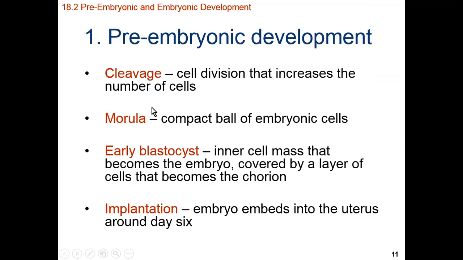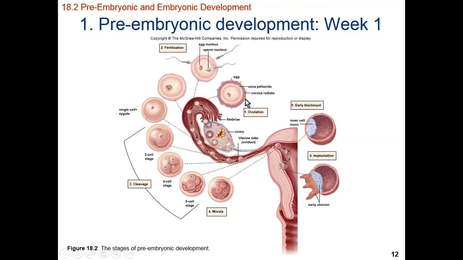So as long as we have a compact, solid ball of cells, it's a morula, and once we have a hollow ball of cells, it's called a blastocyst. And it's that blastocyst that implants in the endometrium of the woman's uterus. So here we have the secondary oocyte, here we have fertilization, now we have the egg, now we have the single-celled zygote, and now we have cleavage to form the solid ball known as the morula. And then the ball becomes hollow, it becomes a blastocyst, and that blastocyst implants inside of the endometrium.